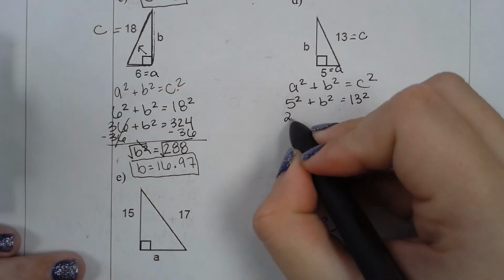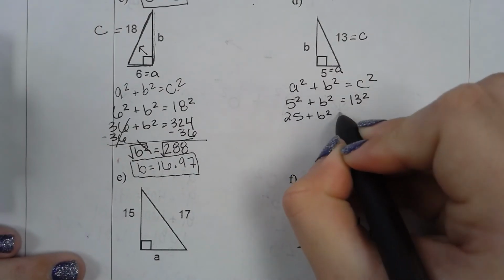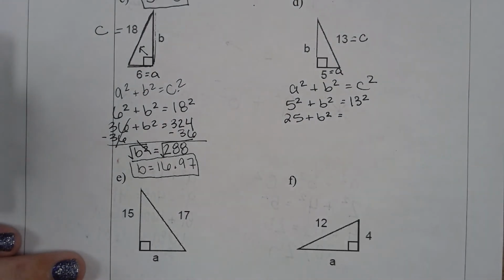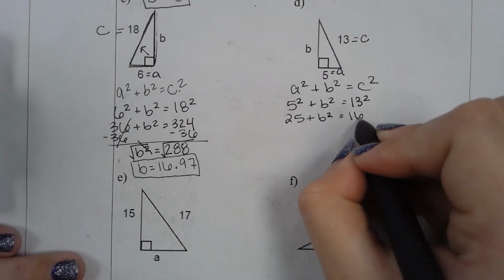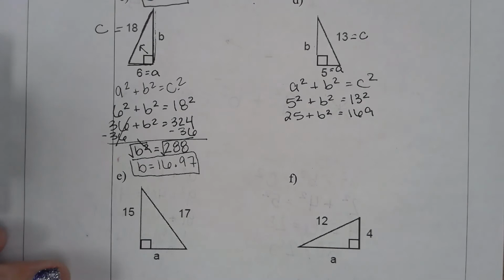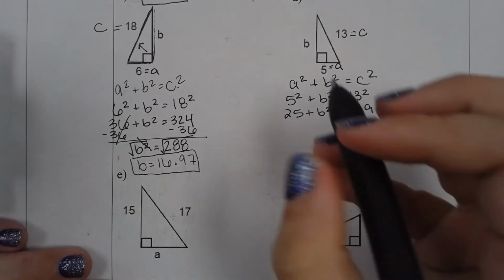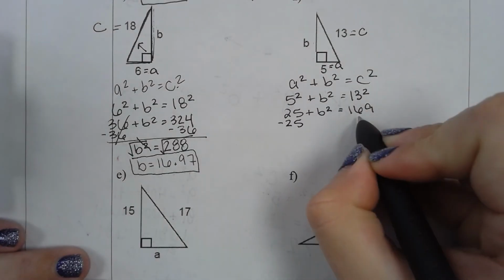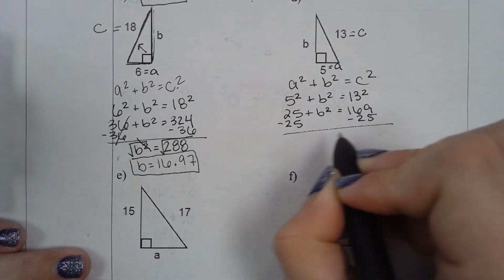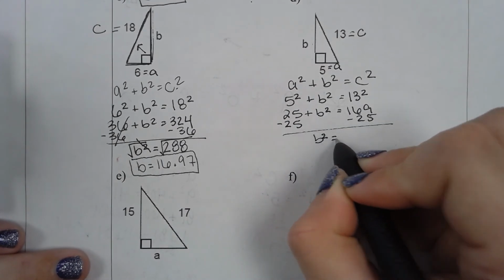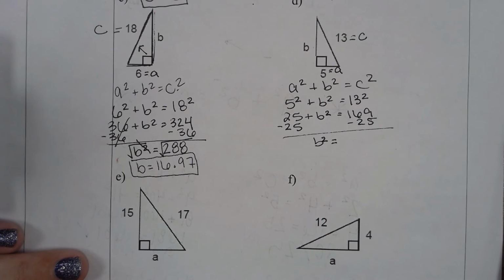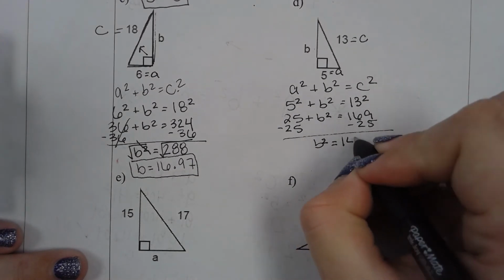So 5 squared is 25. We can't do anything with b squared yet. And then 13 squared is 169. And we do need to solve for b, so we need to move all constants over to the other side. So to move 25, you guys should have subtracted it on both sides, to where we get b squared equals 144.